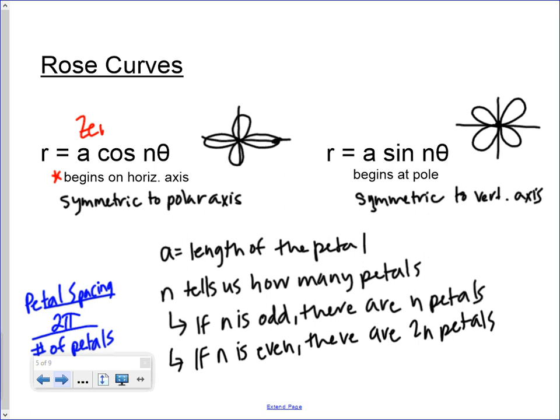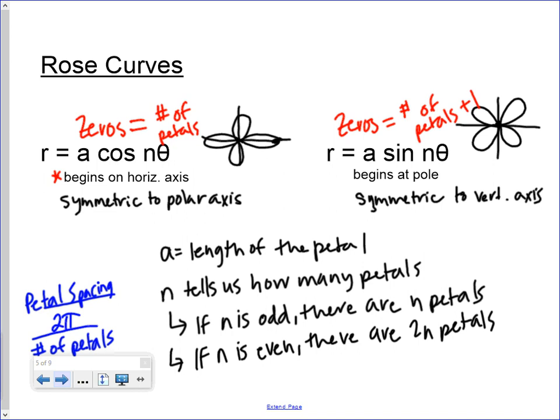For cosine, you can say the number of zeros is equal to the number of petals. For sine, the number of zeros is equal to the number of petals plus 1. You need one more, because you'll start at the pole and you have to end back at the pole. So that's going to be that double time. Do you have any questions about anything that we've written down in terms of information?